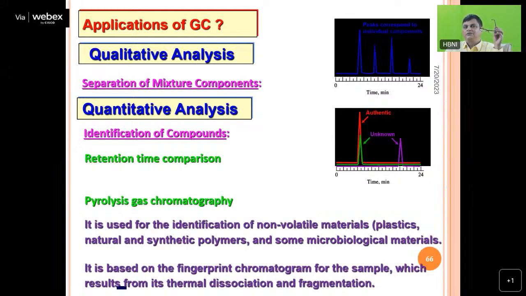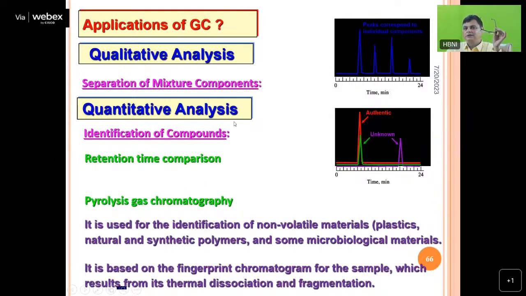Again, in case of application, what are the various applications you can do? Qualitative analysis as well as quantitative analysis. As I told you, with qualitative analysis you only know that these kinds of elements or compounds are present, and with quantitative analysis you can tell the concentration, how much amount is present. Then the identification of the compound is based on retention time comparison, because almost all chromatography techniques are based on retention time comparison. So this shows an unknown sample and a known one.